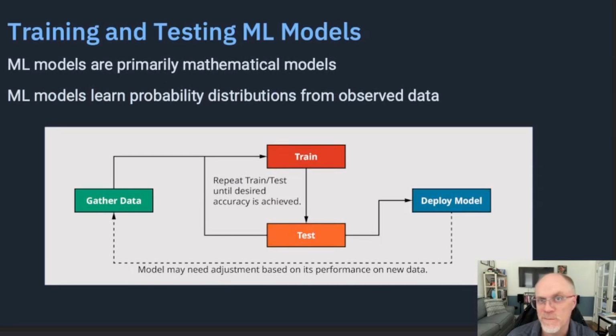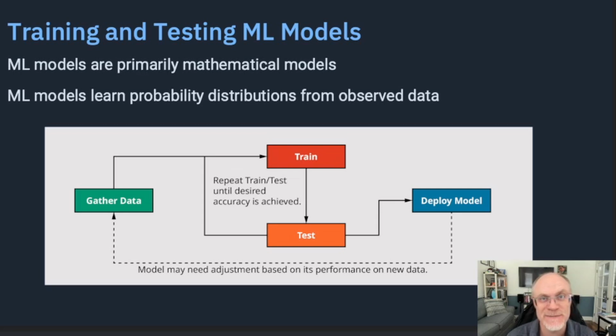As we've said before, machine learning models are mostly math. So they are learning the probability distributions. Again, remember causation versus correlation. This is based on correlations that we see in the data. So you want to gather your data and then go through this train and test cycle. You're going to repeat that.